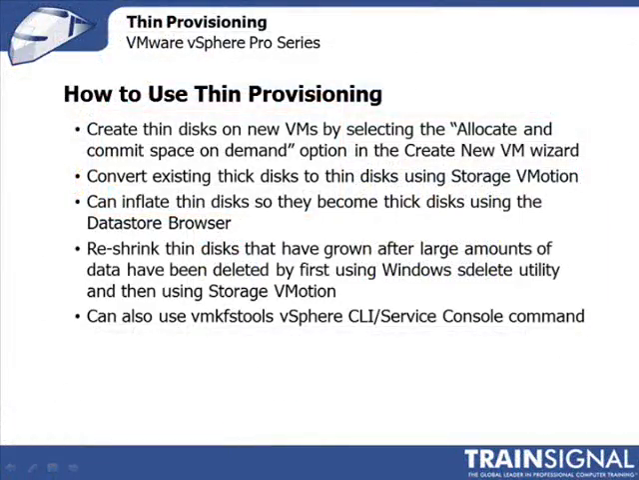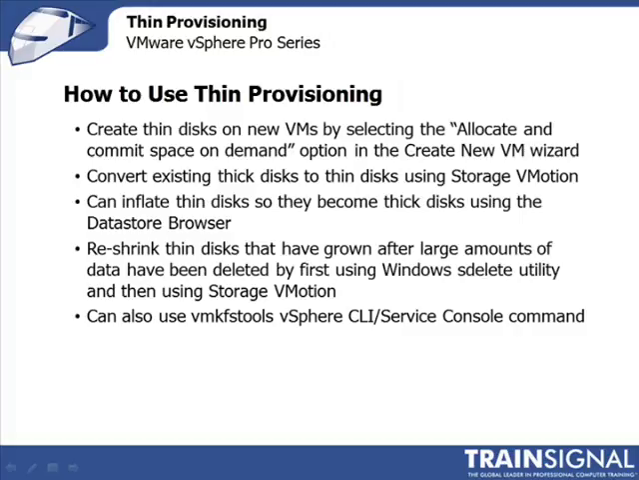You can reshrink thin disks that have grown in size and have later had large amounts of data deleted from them by first using the Windows sdelete utility and then using storage vmotion. This is covered in the lesson on storage vmotion. The vmk-fstools command line utility can also be used to perform any of the operations that storage vmotion can do.